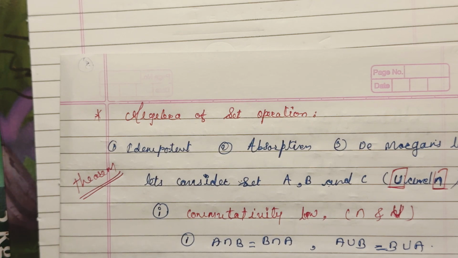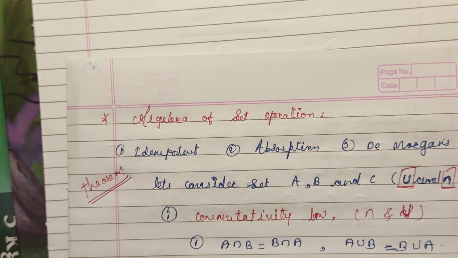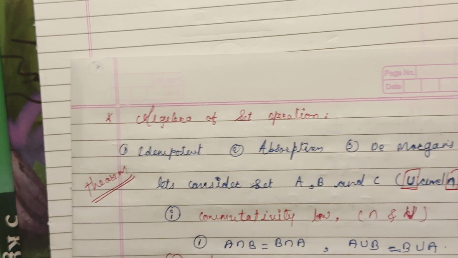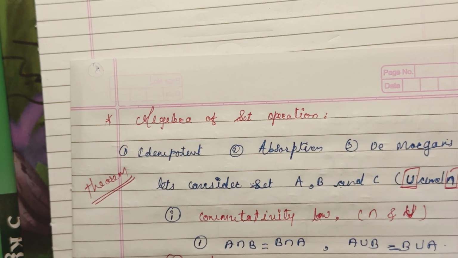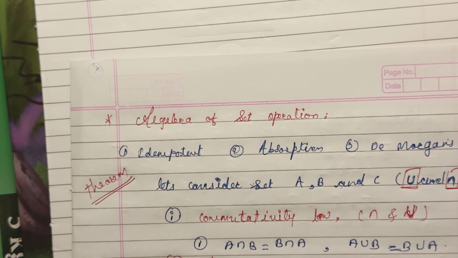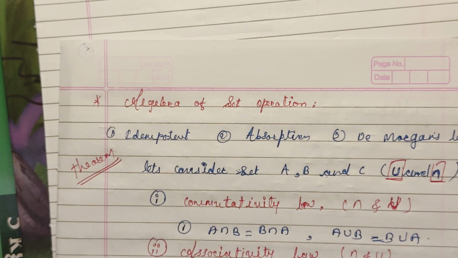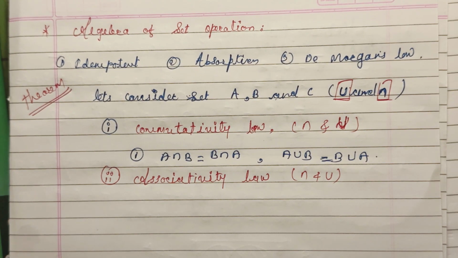Whenever we have three sets, we extend this property to associativity. So we are taking the second property, the associativity law, with respect to intersection and union only. Always remember this. For the associativity law, we are taking three sets like A, B, C.